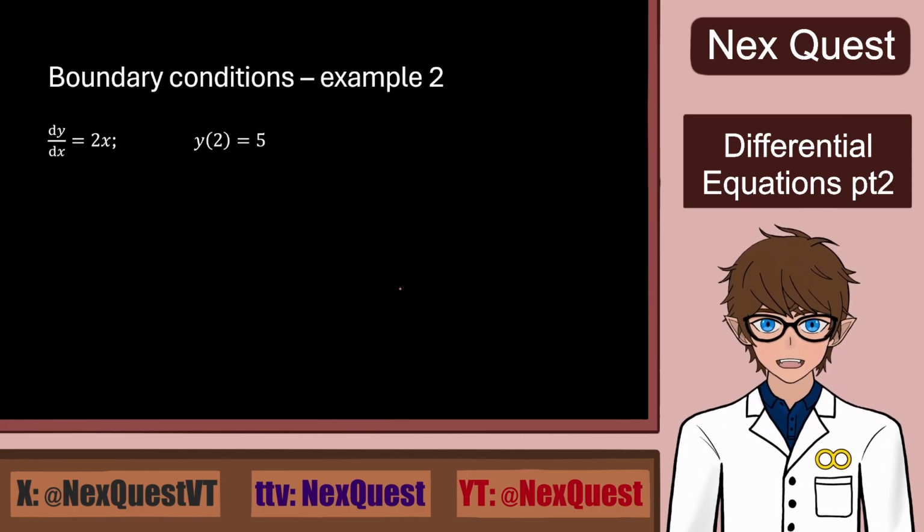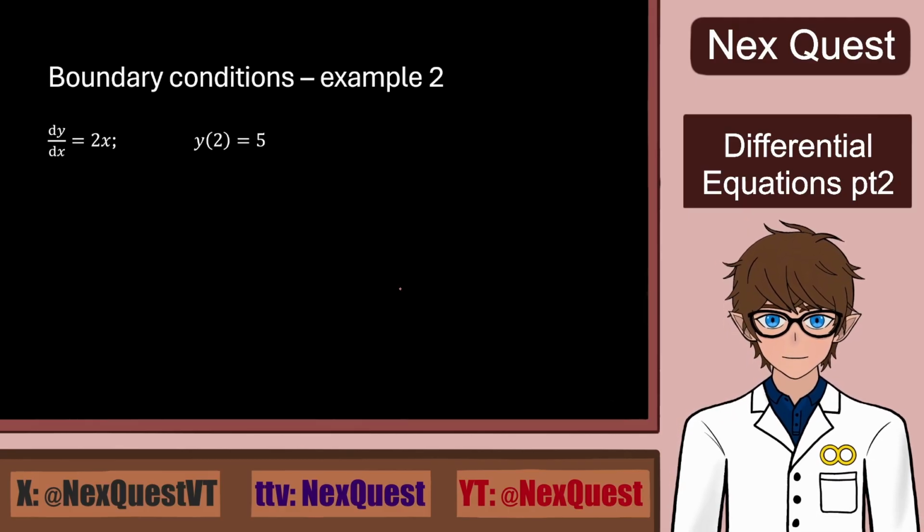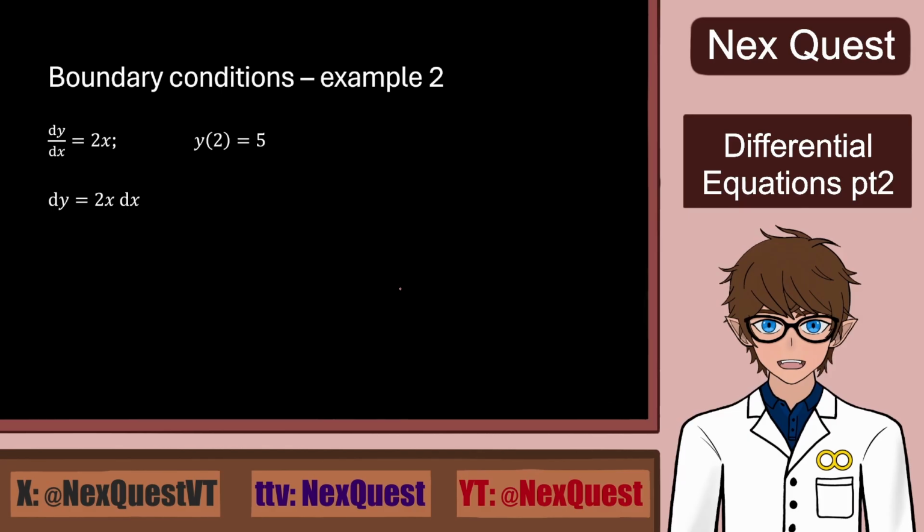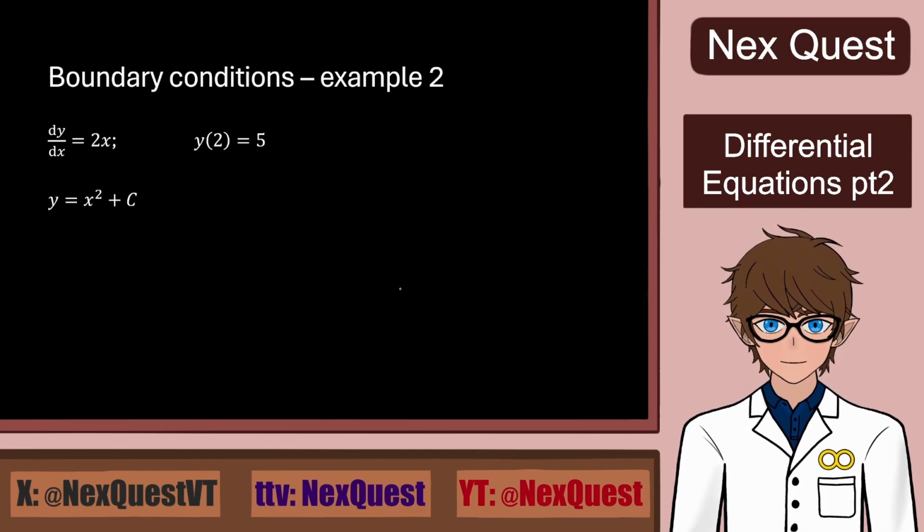Now we will get the boundary condition and solve for the formula. The process is basically the same, just different values. So by now we know how to solve this. We move the x to the right, integrate both sides, and we get this function.